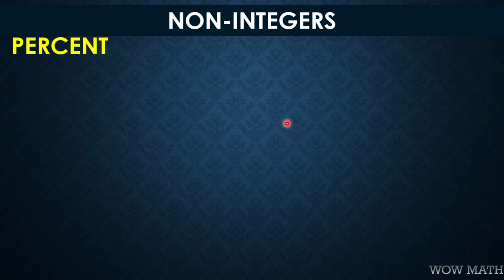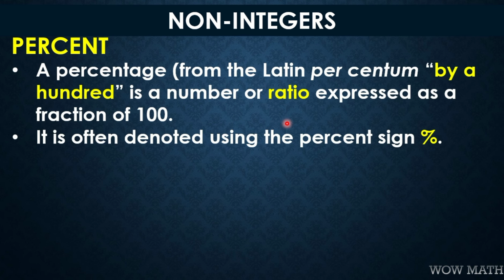Let's have first the percent. A percentage comes from the Latin percentum, meaning by 100 or per 100, is a number or ratio expressed as a fraction of 100. That's why we have 100%, diba? When you got perfect, you got 100%. Right? So, a percent is by 100, and it's expressed in the ratio of a fraction of 100. Now, it is often denoted using the percent sign. I know you are all familiar with this. So, this is the symbol for the percent.